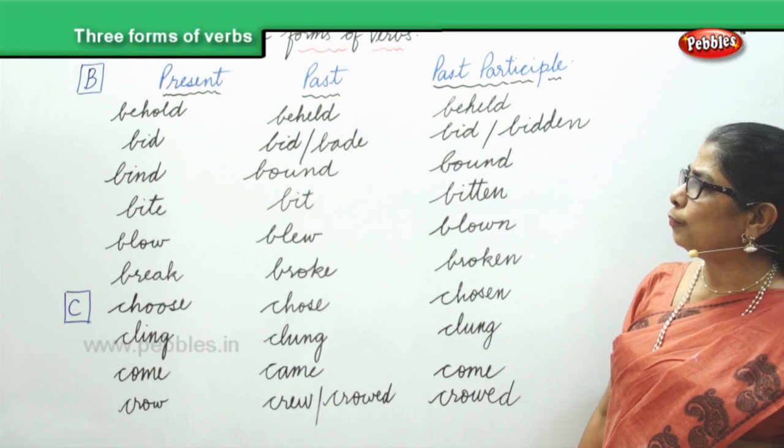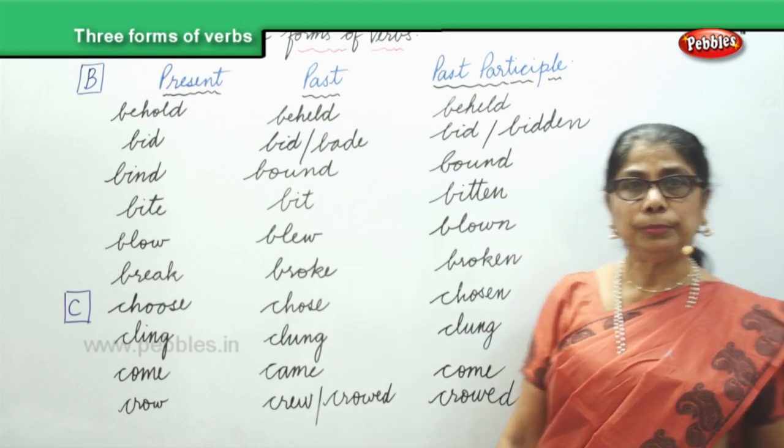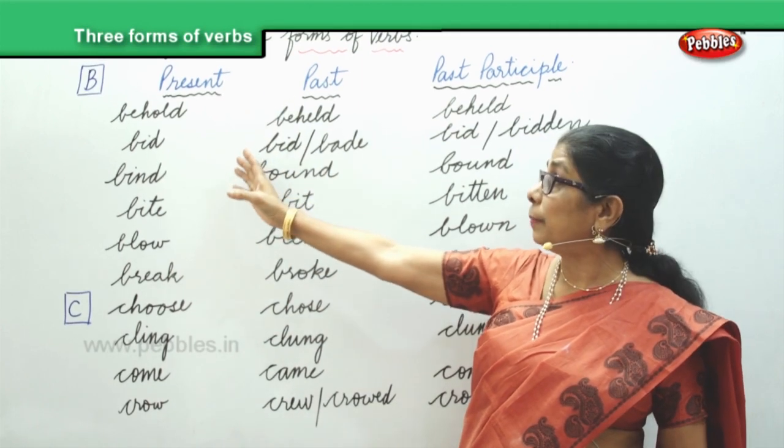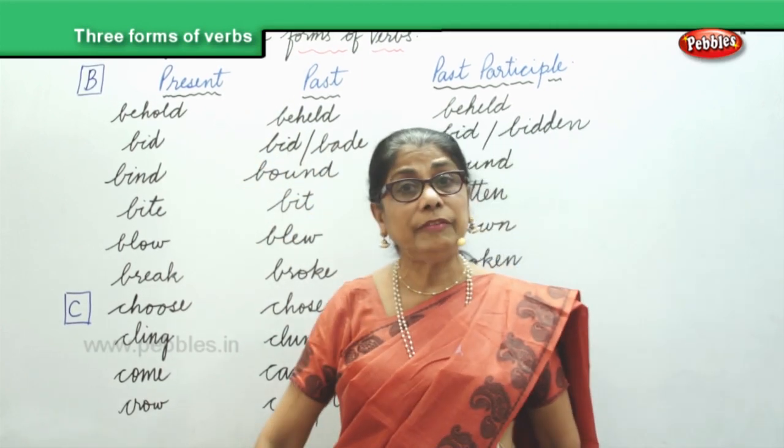So we are going to look at more forms of strong verbs, that is the past, present and participle. We will do some more.